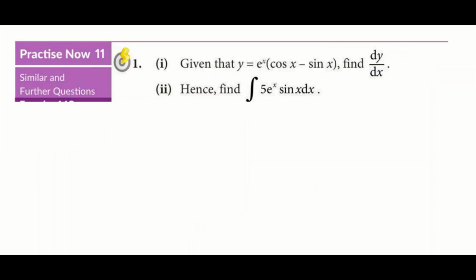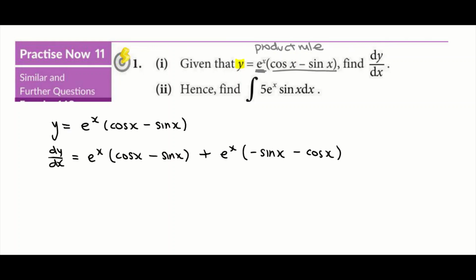Let's look at question 1. Given that y is this function, let's see what rule we can use. Product rule, yes. Why I use product rule is because I have two functions, an exponential function and a trigo function. One minute to apply your product rule.